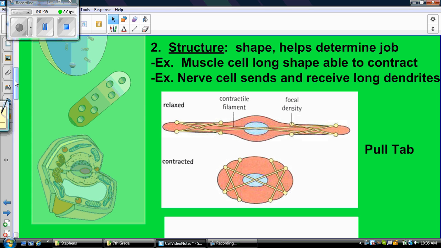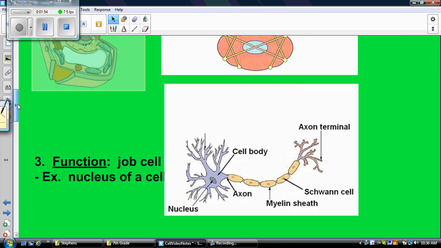So it has what we call really long dendrites, and you will actually see that in a lab that we do. Okay, so if you take a look at this first picture, that's a muscle cell. When it's stretched out really long, it has to do that so it can contract and relax. And then when it's contracted, it changes its shape. So shape of a cell determines kind of what it does, what a cell is able to do.